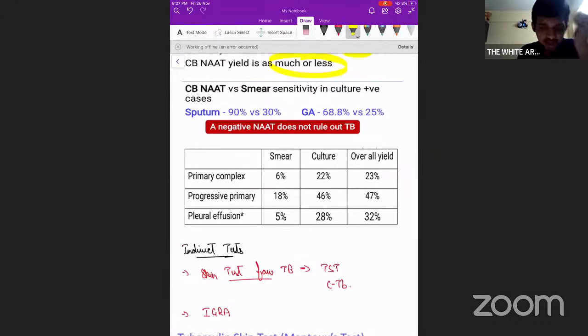And that is what we see over here as well. If a primary complex undergoes smear testing, only 6% of the time they'll come positive. Culture yield is only 22% of the times, and overall yield is just 23%.